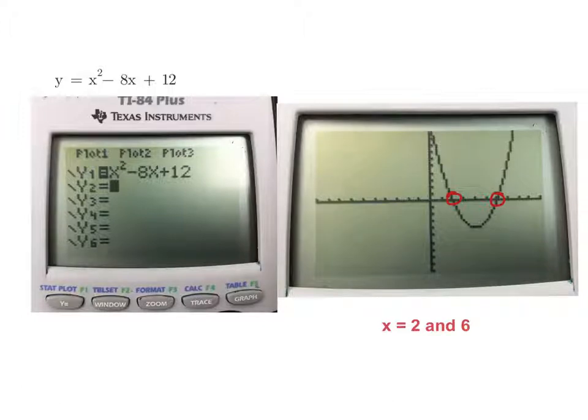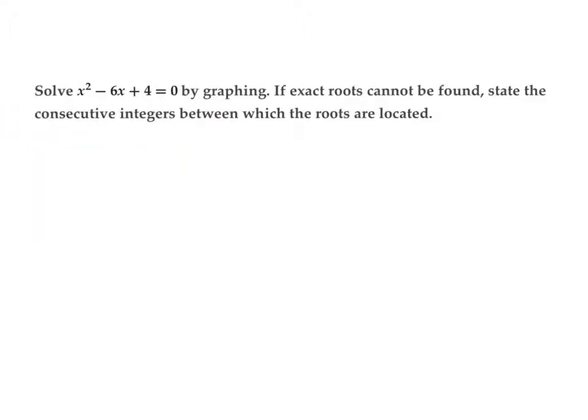All right, let's move on to another type that you're going to see. If you want to take a picture of this or write it down, feel free. Sometimes, and this is why using graphing as a way to find solutions isn't always ideal, the x-intercepts will not have an exact value.